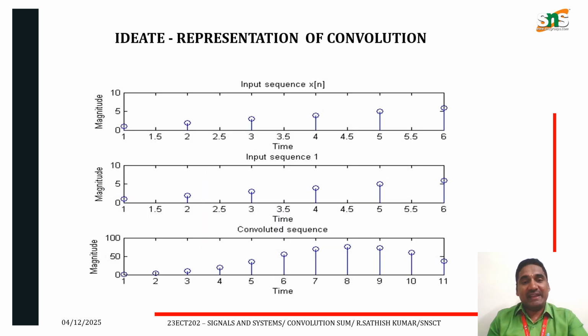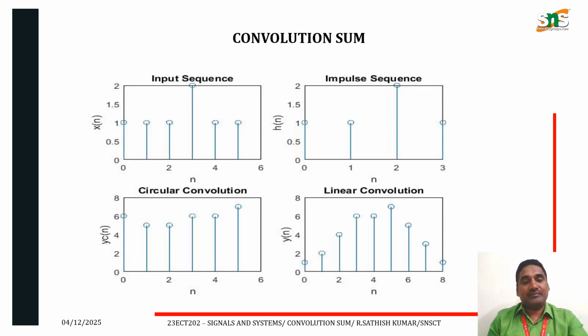Next one, this is the ideate part, representation of the convolution sum. First, the input sequence is already given as a graphical representation, and with the input sequence we can find the convolution sequence by using either the definition method, multiplication method, tabulation method, or graphical method, right? This is the representation of the convolution sum.